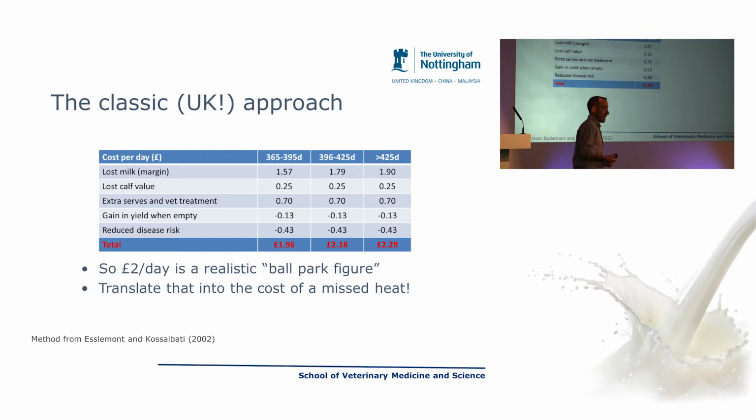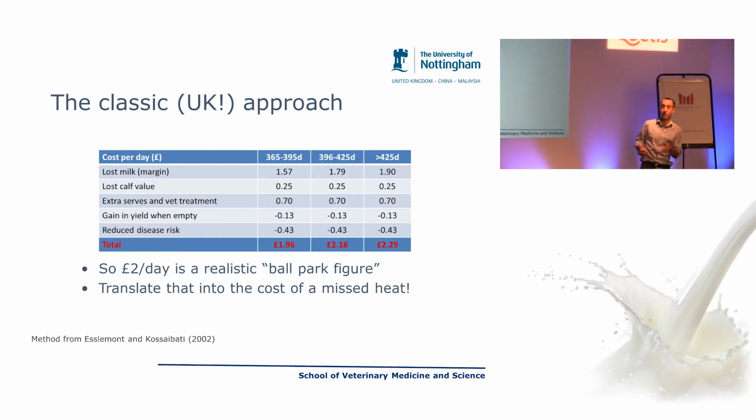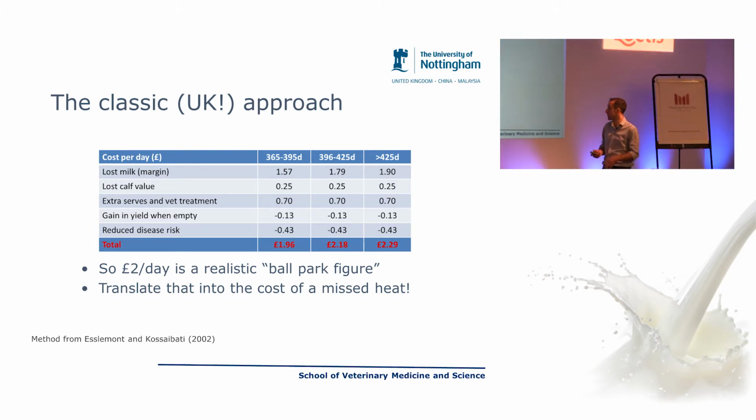So we can then start to add in some of the other things. So we've lost roughly £1.50 a day on margin on milk sales. We can start to think about lost calf value. It's fairly easy to come up with an estimate for that. That just relies on working out what the average calf on the farm is worth at the point when it hits the ground. Think about, what's the earliest I can market it, what will it fetch on average, and what's it cost me to get it to that point.